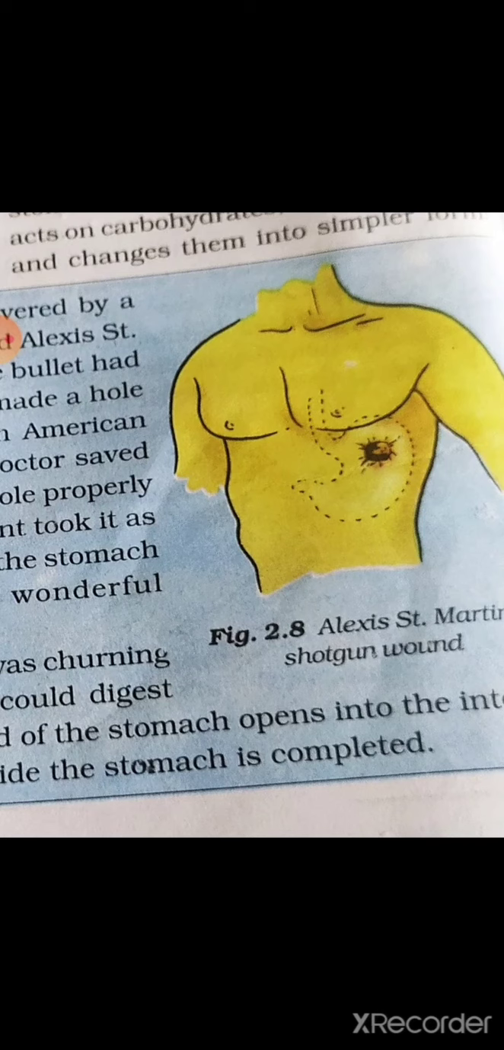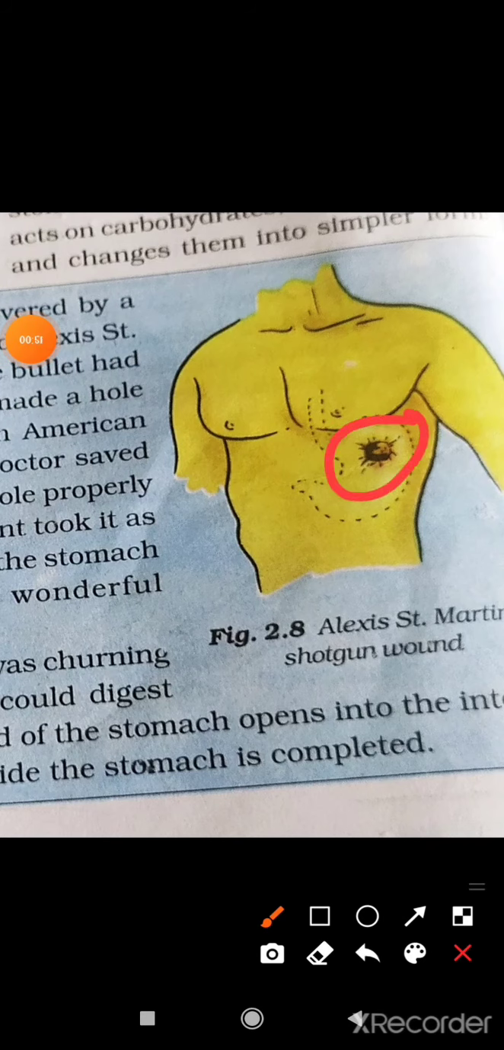Means वो survive तो कर गया, मगर वो जो hole था, doctor was unable to close the hole. उसने hole को क्या किया, as it is छोड़ा और उसके ऊपर bandage कर दिया. It was left bandaged. Okay, so means doctor could not close the hole properly and left it bandaged.